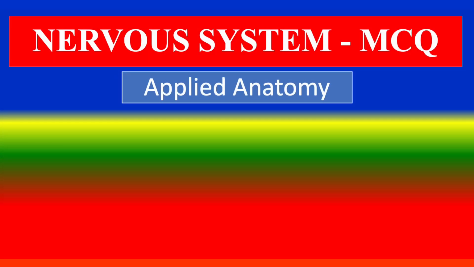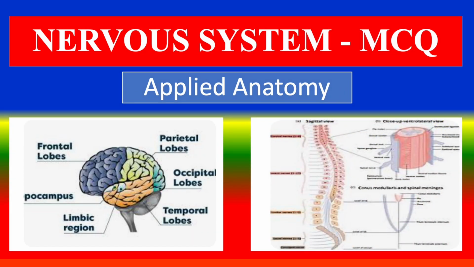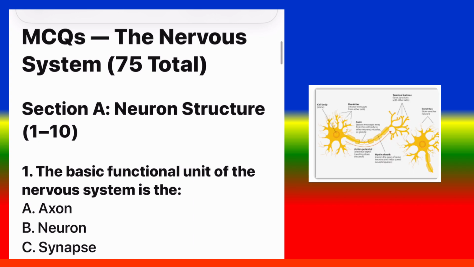Below are 75 MCQs covering the listed nervous system topics, each with answer plus one-sentence explanation. Questions are grouped for clarity. MCQs, the nervous system, 75 total. Section A, neuron structure.